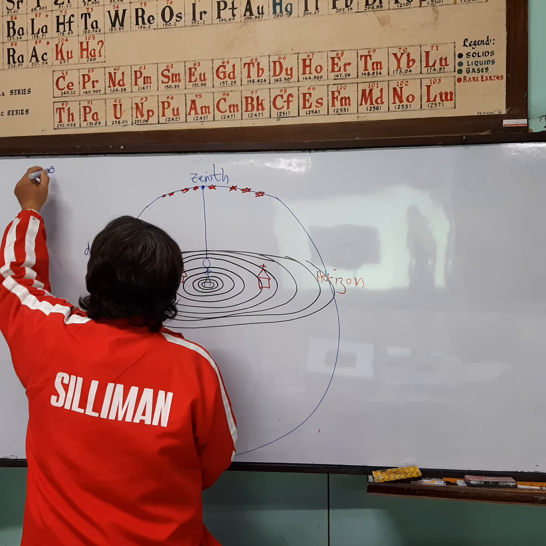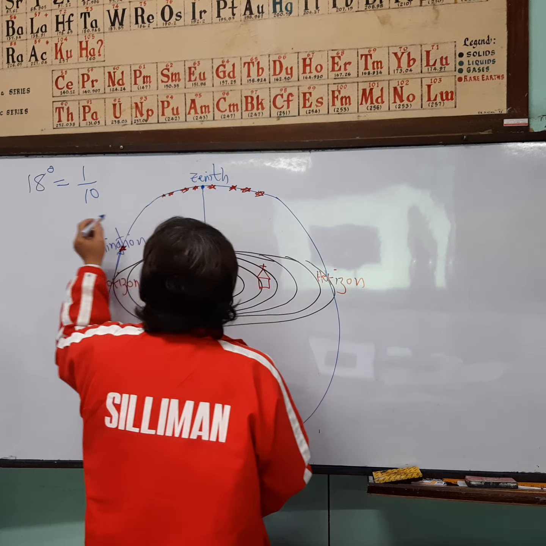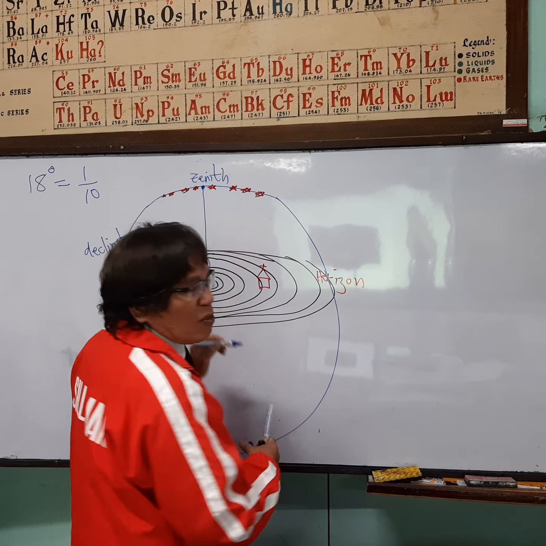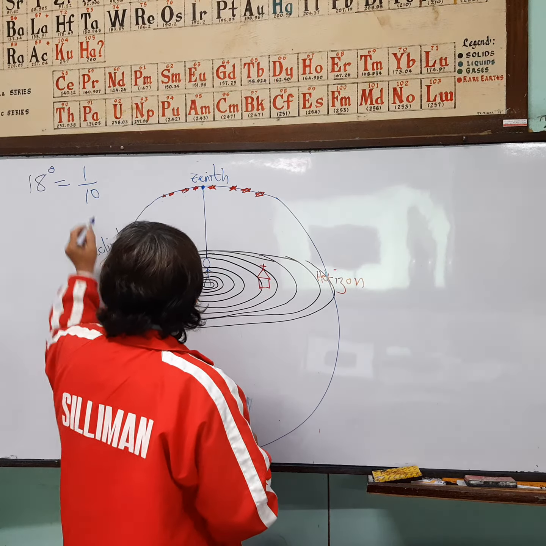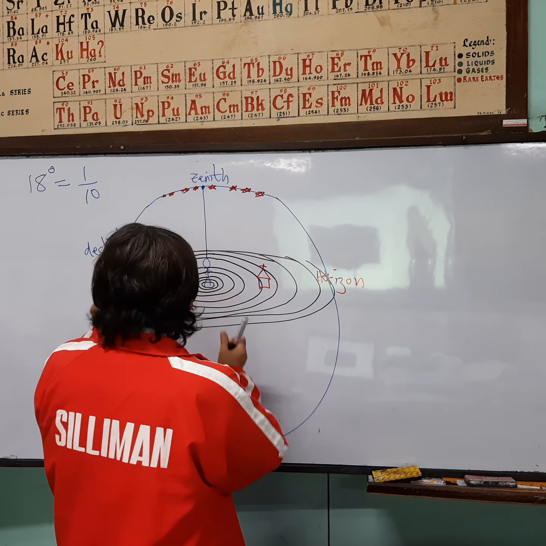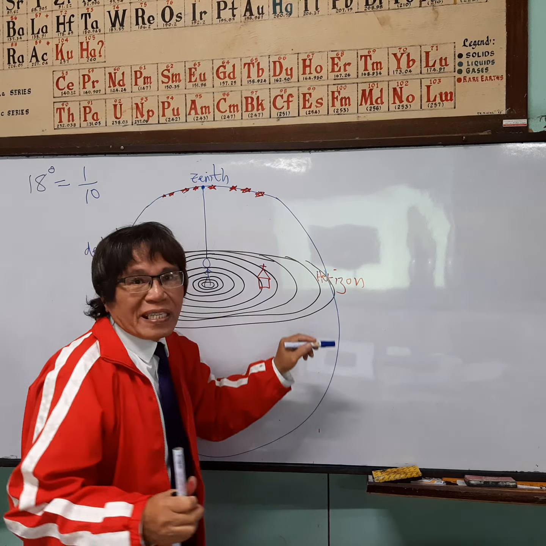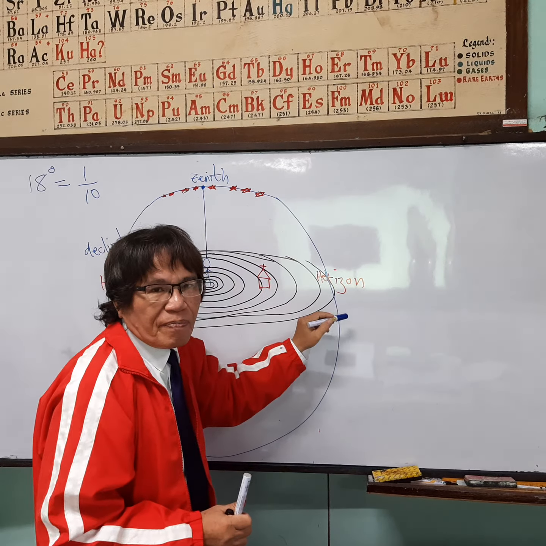18 degrees equals 1/10 of the sky, you see. 1/10 of the sky, and the whole sky is 180 degrees. This is the sky, or we call the dome. This is the dome, which is only 1/2.